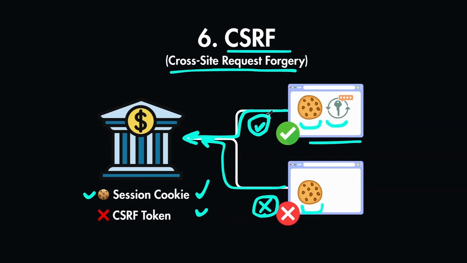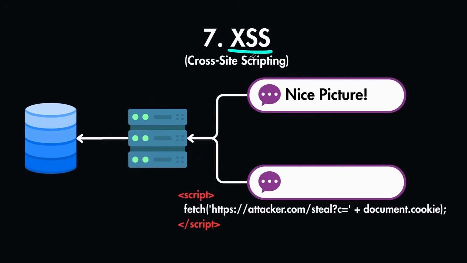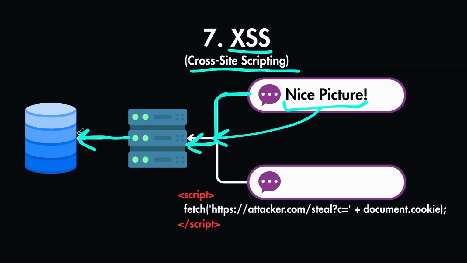And the last one we have is XSS, also called cross-site scripting. This lets attackers inject scripts into web pages served to other users. For example, if you have a comment section and this comment gets submitted to your API, next your API will also store it in a database. You can get normal requests like "nice picture" or something like that, and this will get to your API. Your API will store it in the database, so everything is fine there.